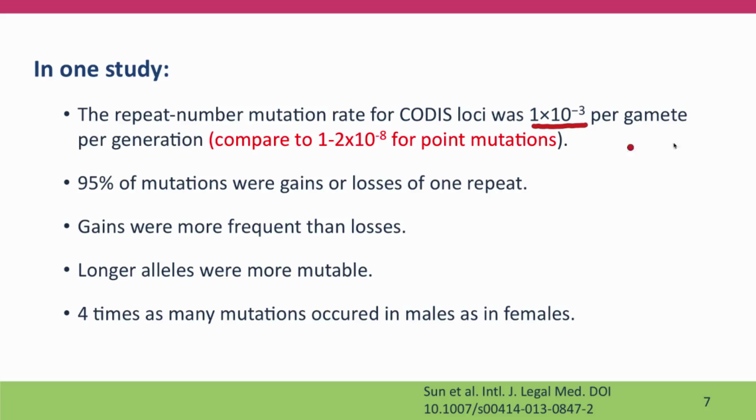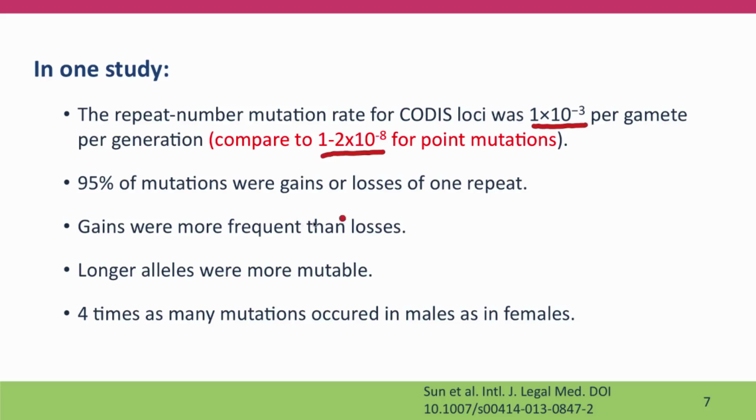It's 1 in 1,000, but it's an enormous number compared to the rate of point mutations over the same period, which is about 10 to the minus 8. So this is a 100,000 times faster mutation rate.